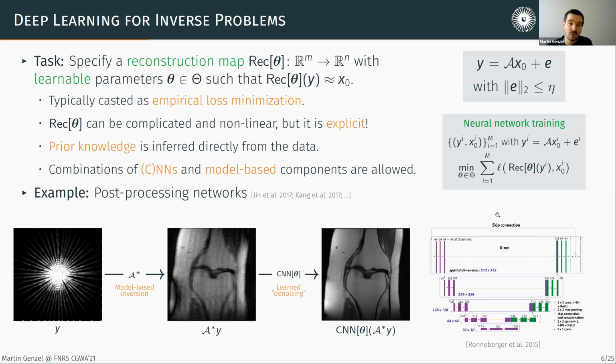So I'm mentioning this here already because this will also play an important role later on in the methods that we considered in our projects. Okay, so the main idea is really a two-step procedure. First, a cheap model-based inversion, then something that is learned. Okay, so that's just one example.